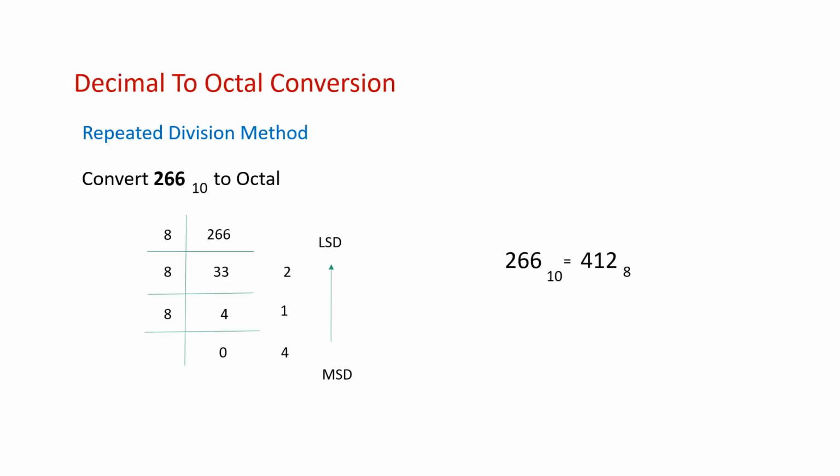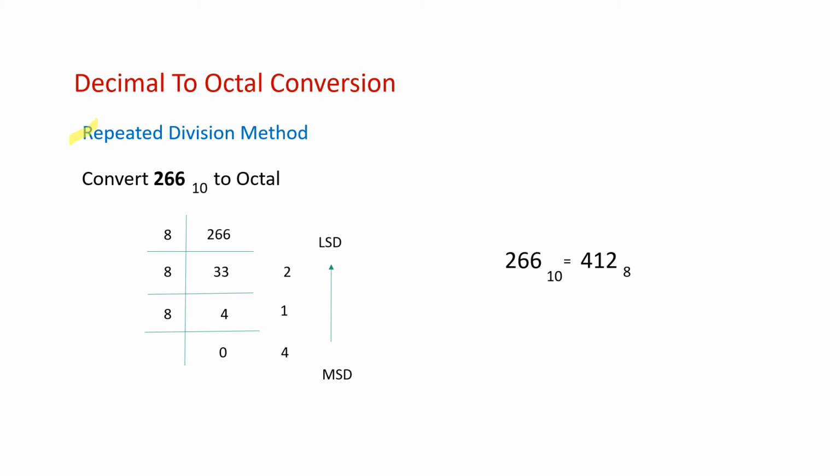Now we will do the decimal to octal conversion, and here we are going to use the repeated division method. It is the same as the decimal to binary conversion, but the only difference is that the division factor of 8 is used instead of 2, and we will see that with an example.